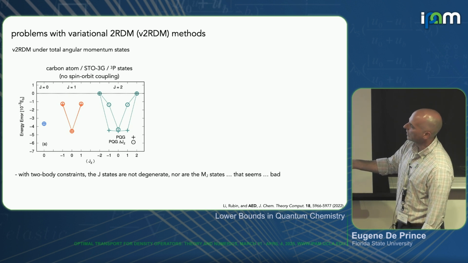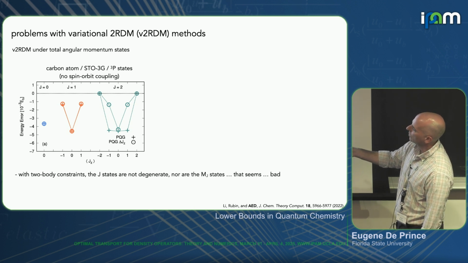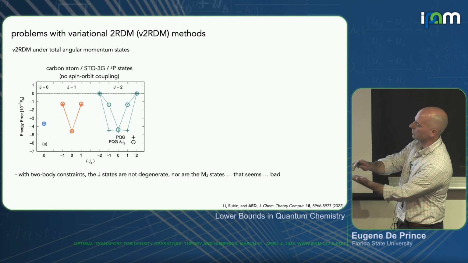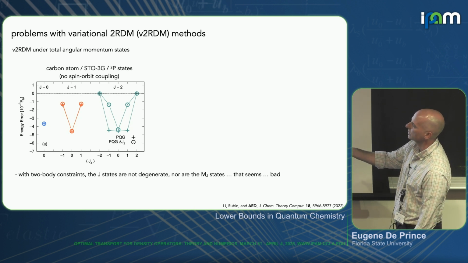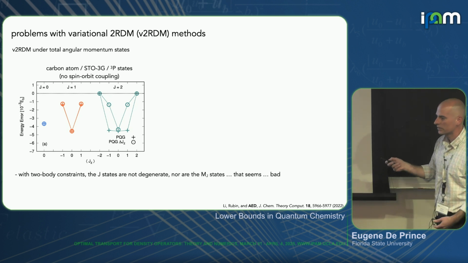This is given as error in units of millihartree. As you go to the higher J values, you get better constrained RDMs and better energies. In any manifold of M sub J states, you see that you get the worst behavior for the spin projections in the middle, and you get the best energies for the maximal spin projections.